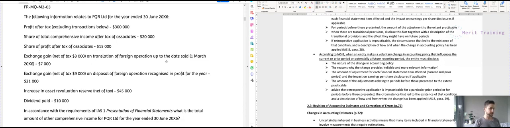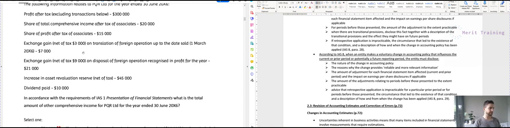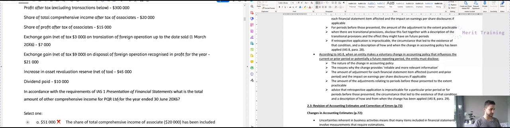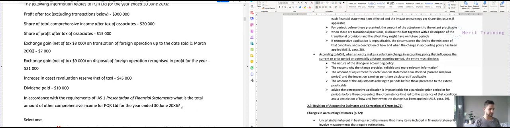Exchange gain on translation of foreign operation up to the date sold, $7,000. Exchange gain on disposal of foreign operation recognized in profit and loss for the year, $21,000. Increase in asset revaluation reserve, net of tax, $45,000. Dividend paid, $10,000. So in accordance with the requirements of IAS 1 presentation of financial statements, what is the total amount of other comprehensive income?